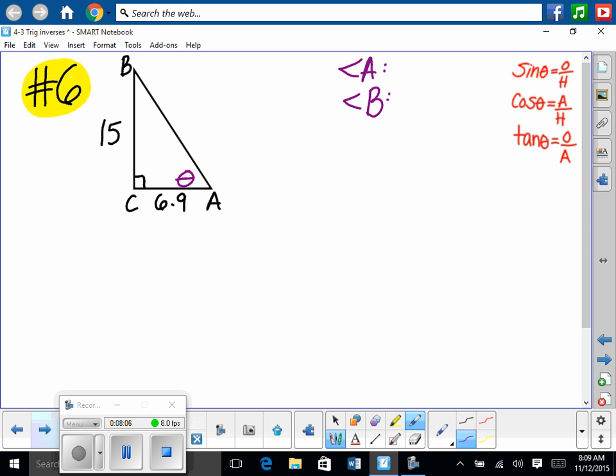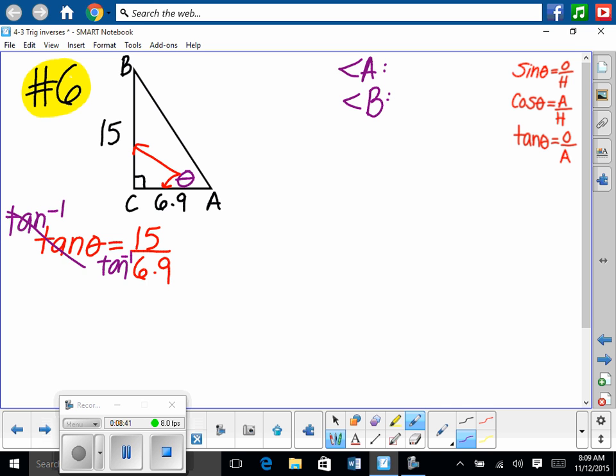And then from there, I set up a trig ratio based on what I'm given. I'm given opposite and adjacent, so we're going to be using tangent, right? Tangent of theta is equal to the opposite, which is 15, over the adjacent, which is 6.9. And then I only have one last step to solve for the angle. Remember, when you're solving for angles is when you'll use the inverse. So I'll do the inverse tangent of both sides of my equation.